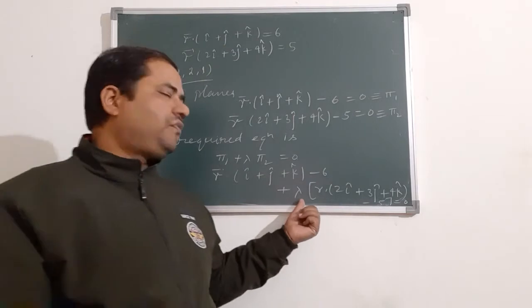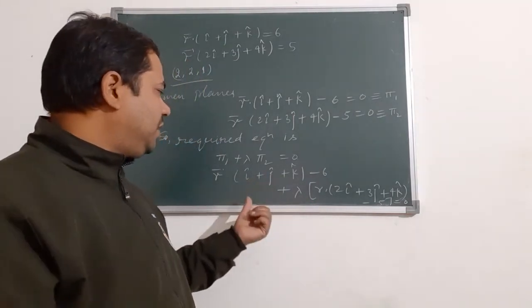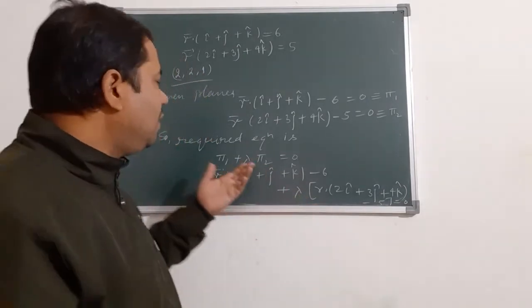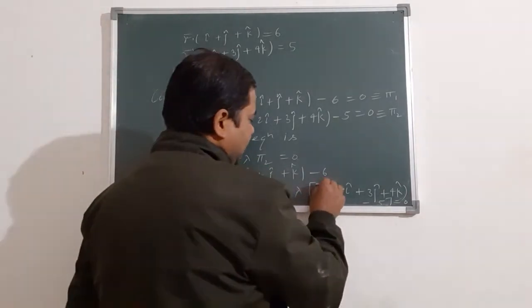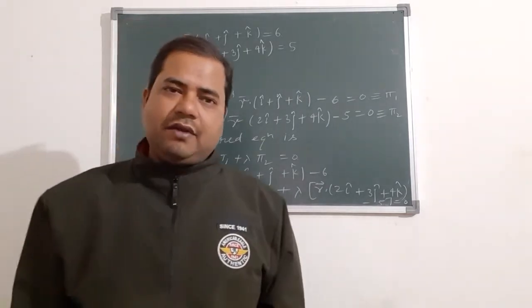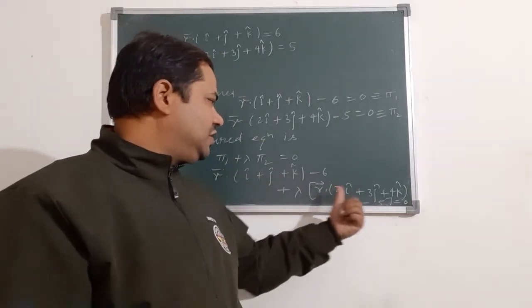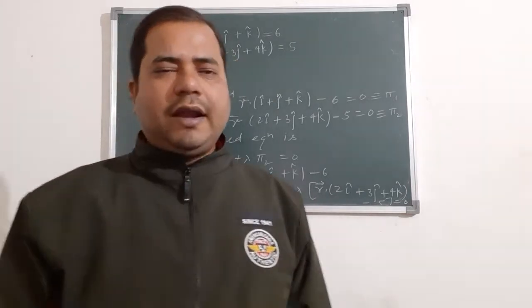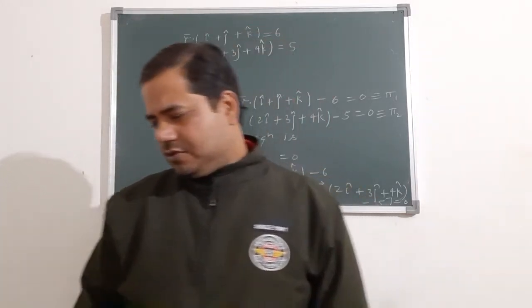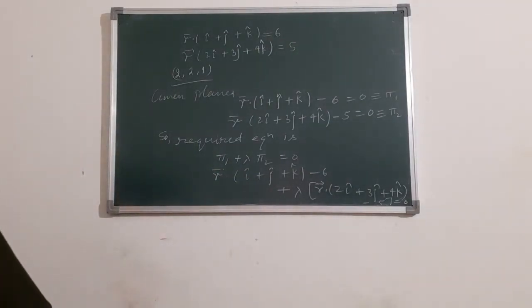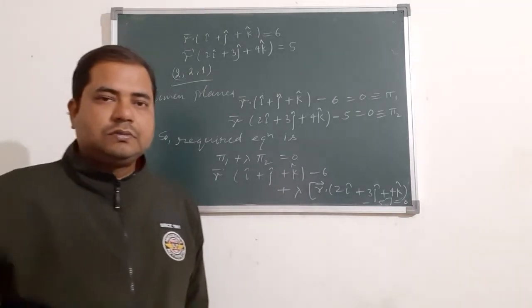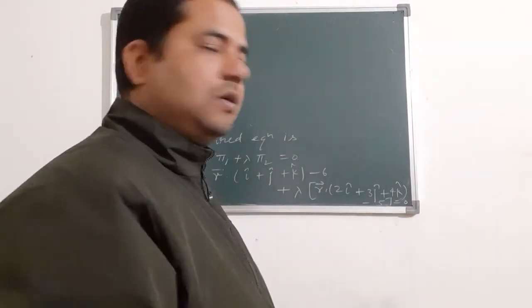Understood? We only need to find the value of lambda, and we will get this value of lambda by converting to Cartesian form. Then we will get the value of lambda, and then put this value in this particular equation. You will get the required equation of the plane. Okay, so solve it and get the answer.